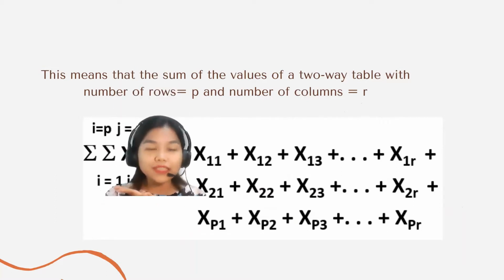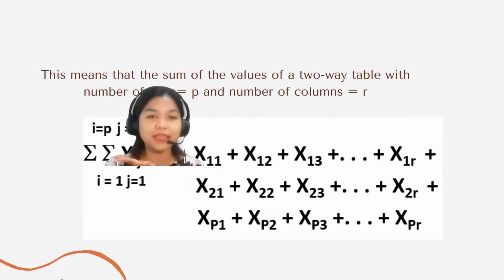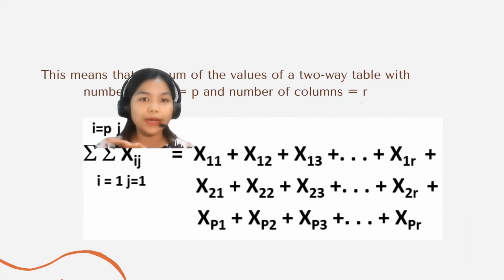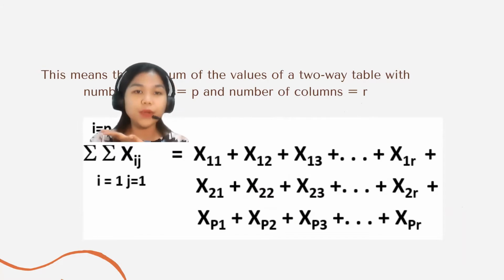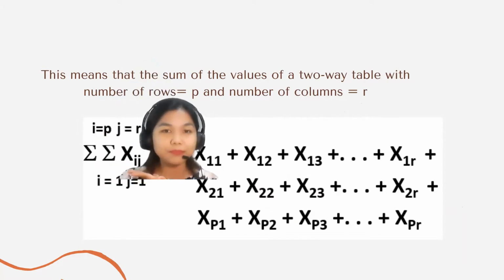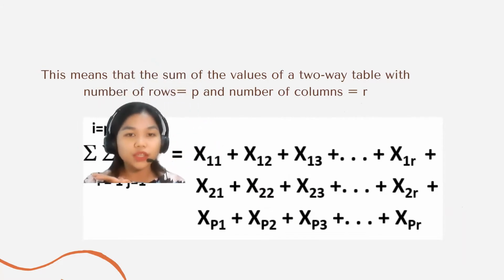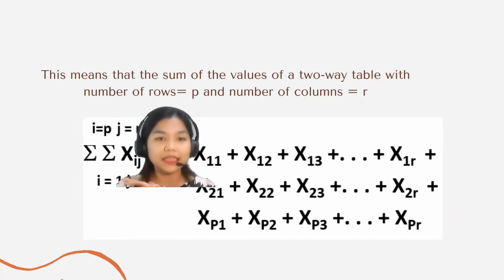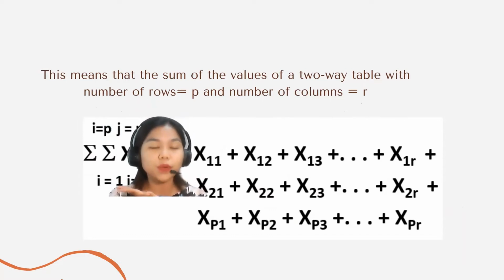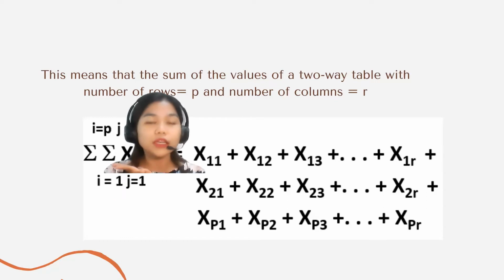But what if in some other literatures, yung ginagamit nila ay M or L or N? You would know because it would be mentioned naman in the problem set. Just don't be confused whenever you encounter another letter or another variable. But for this case, we know that P represents rows and R represents the columns.